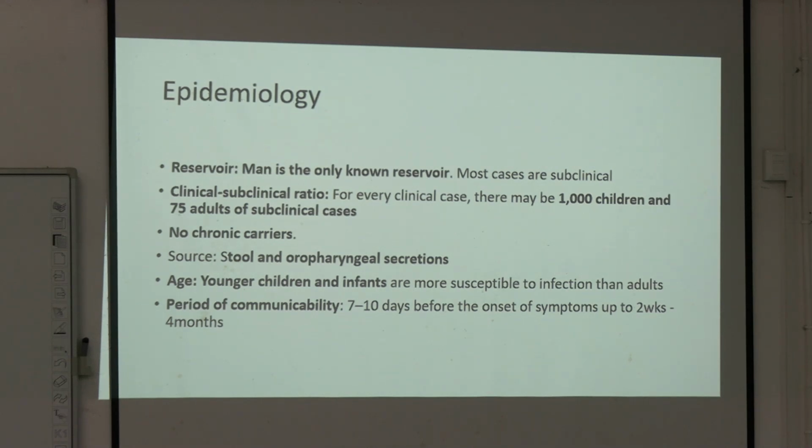Now reservoir: man is the only reservoir, there is no other host, and there are many subclinical cases for each case of polio because it is associated with fecal-oral transmission. There will be many subclinical cases, this is implied. That's why it is very difficult to eradicate. Stool and oropharyngeal secretion are the source. There is no carrier state.